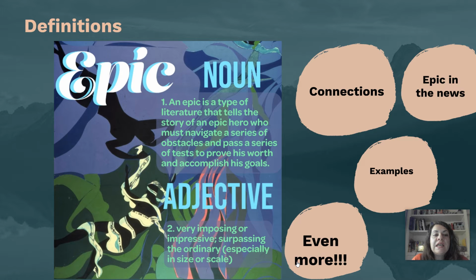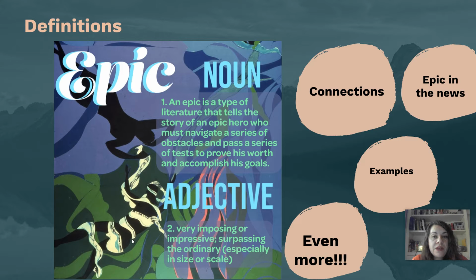The noun definition is an epic is a type of literature that tells the story of an epic hero who must navigate a series of obstacles and pass a series of tests to prove his worth and accomplish his goals. Now, I chose this backdrop for a reason. We already looked at and discussed this collage. We know that this is Odysseus, who is drowning, tangled in the wreckage of his ship. So this is one of his tests he must pass.